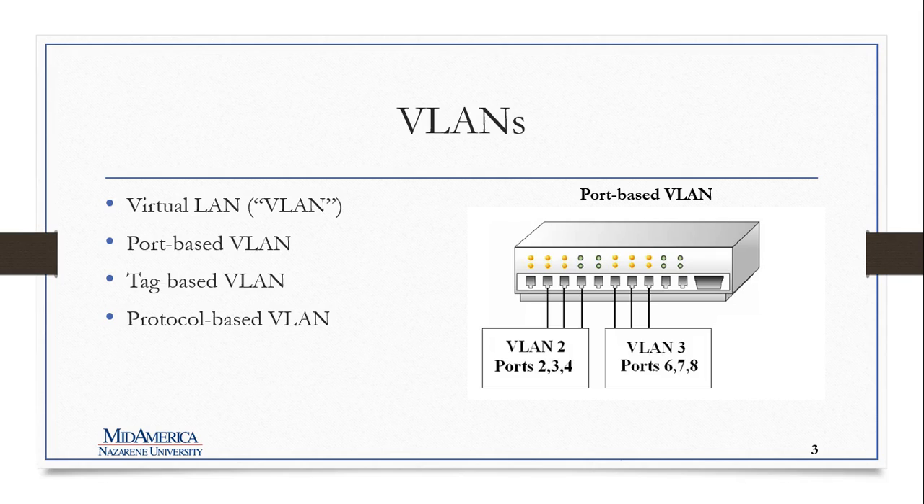The switch will be configured as a port-based VLAN so that the groups of ports 2, 3, 4 are assigned to the sales VLAN, while ports 6, 7, and 8 belong to the engineering VLAN. The devices assigned to the same VLAN will share broadcasts for that local area network. However, computers that are connected to ports not assigned to the VLAN will not share the broadcast.